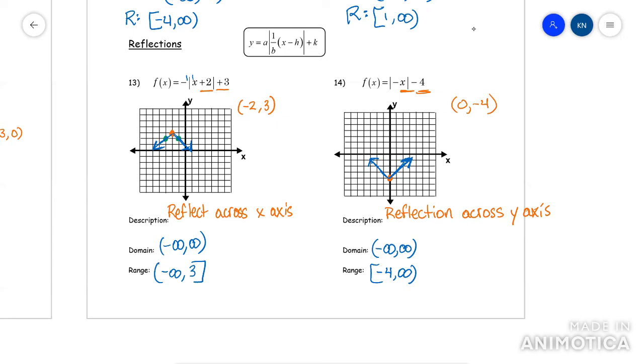And I didn't really name all of the transformations. I guess I could real quick. Over here, this was a vertical shift down 4. Over here, this was a horizontal shift left 2 and a vertical shift up 3.